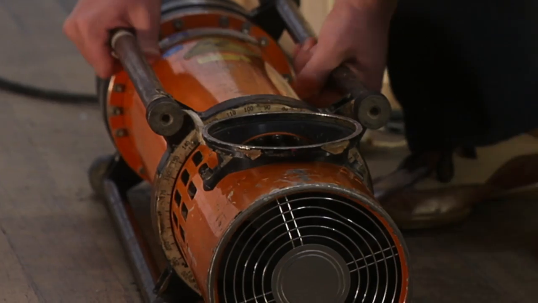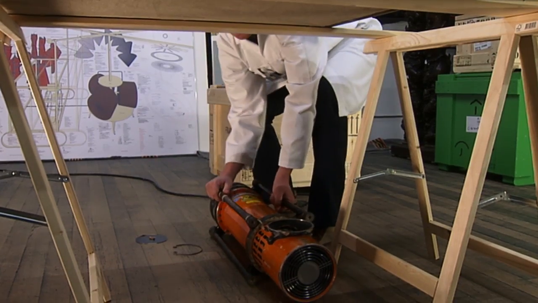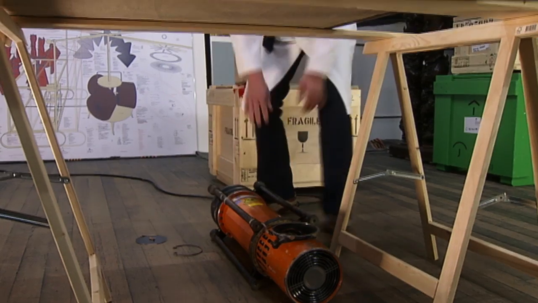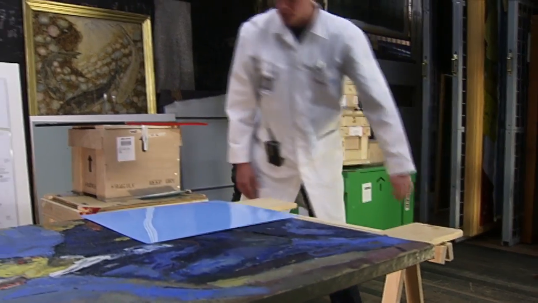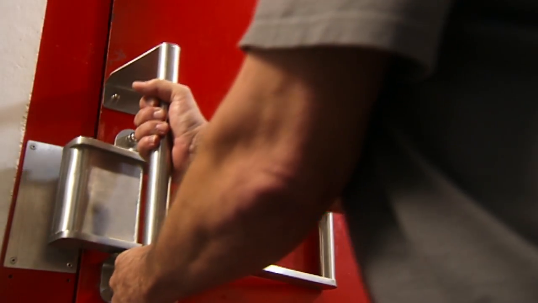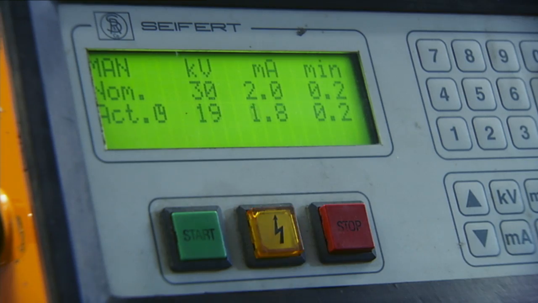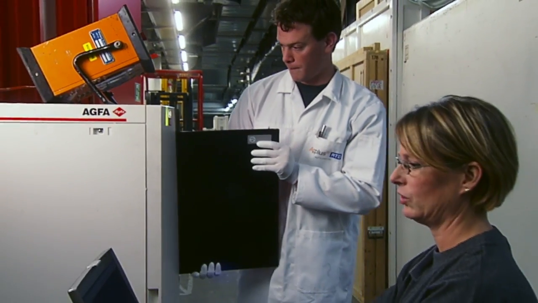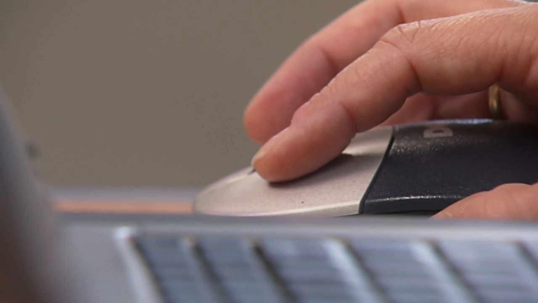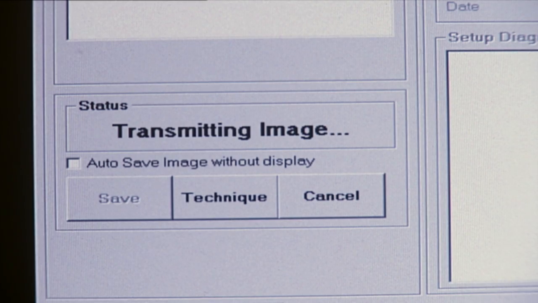In this case, the radiographic image is recorded on an imaging plate. Using the computer, a digital radiographic image is read. Art experts can use this to determine the authenticity of the painting.